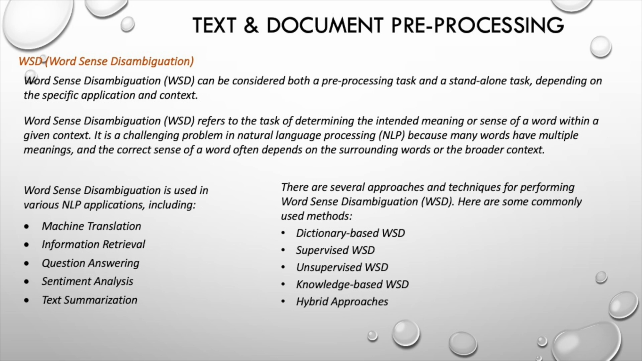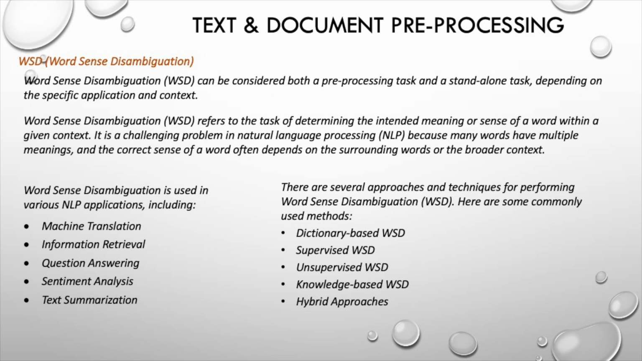Text summarization. WSD can improve text summarization systems by disambiguating words and generating summaries that capture the intended meaning. Overall, word sense disambiguation is utilized in various NLP tasks to improve the accuracy and effectiveness of natural language understanding and processing systems. There are several approaches and techniques for performing word sense disambiguation, WSD. Here are some commonly used methods.